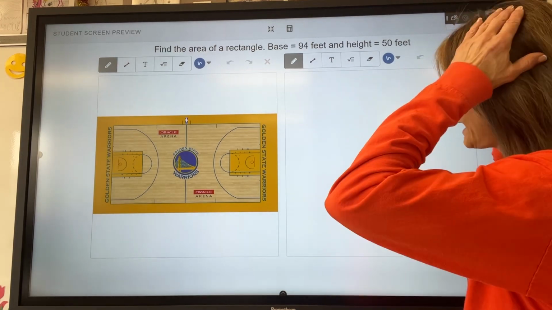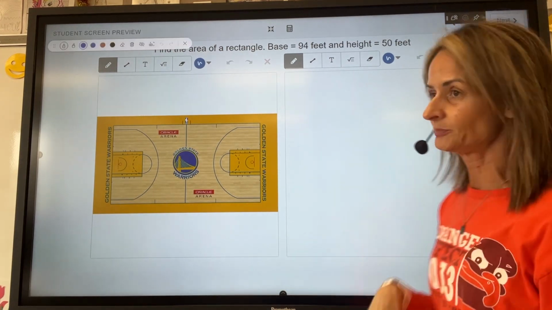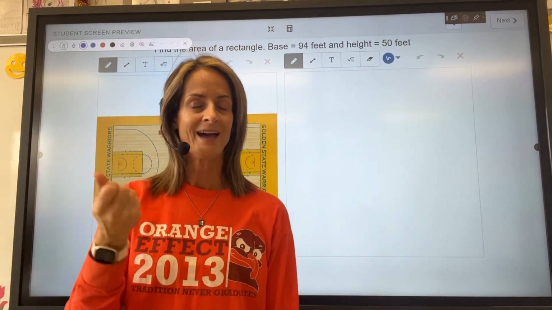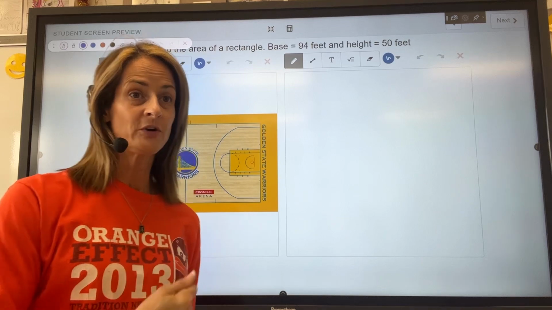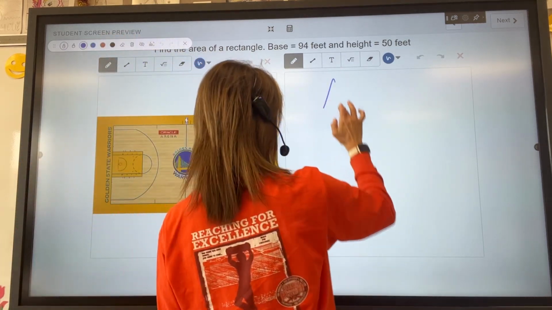So here, find the area of the rectangle. Now, I know all of you guys can multiply numbers and feel very comfortable with this, okay? However, I want to get you guys in the habit of writing the formula first. So I want to show you a formula that I used in pre-calculus yesterday, okay? It's like this.